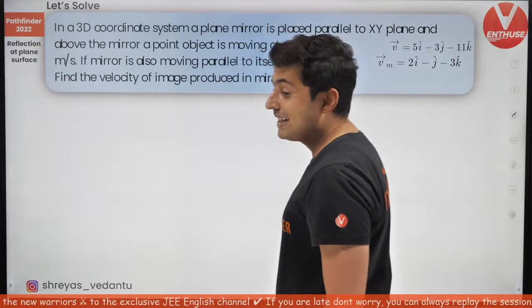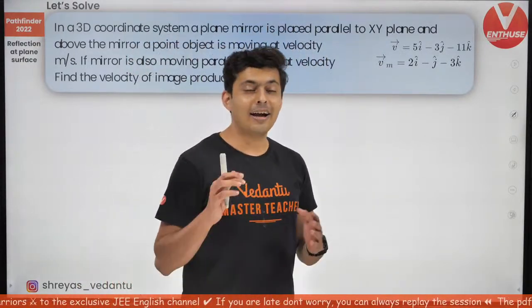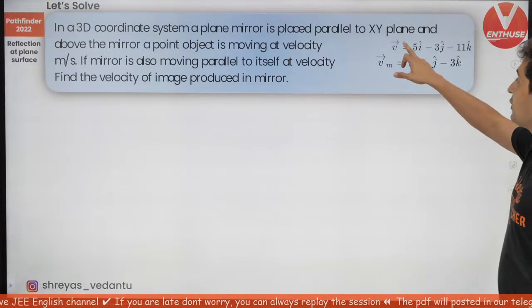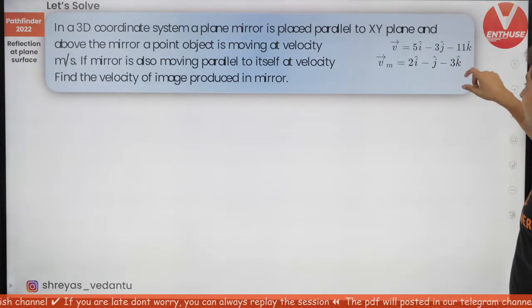Okay. Now this is a very nice question, advanced type question, where velocity of the object is 5i, 3j, 11k.